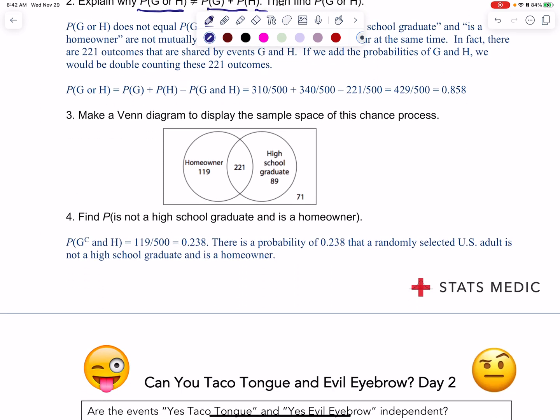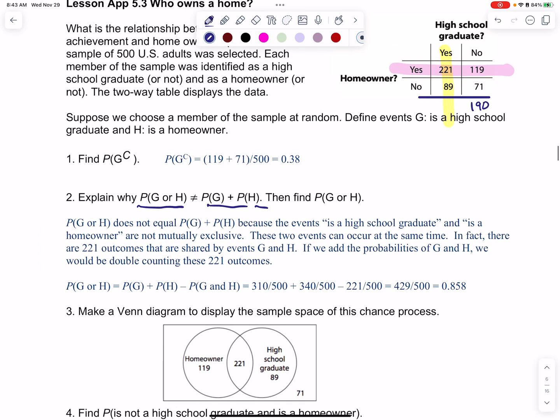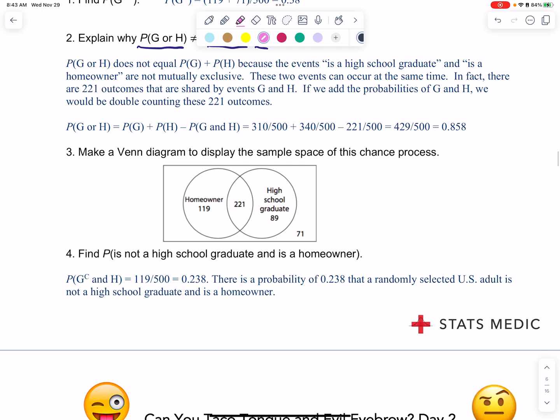And then 4 is what's the probability that someone is not a high school graduate but is a homeowner. So not graduate, but yes, homeowner. And that's the 119 out of 500.